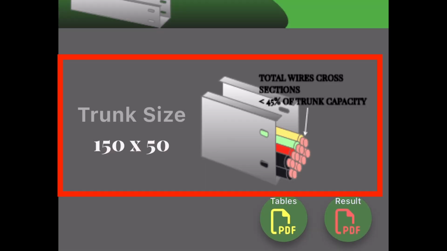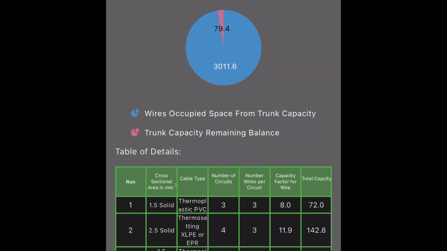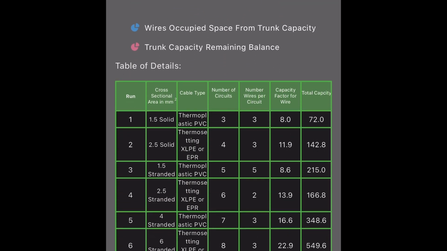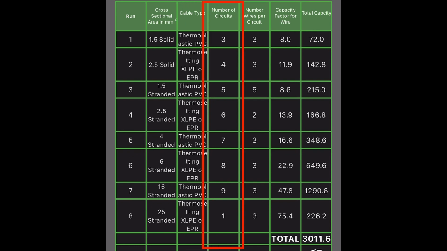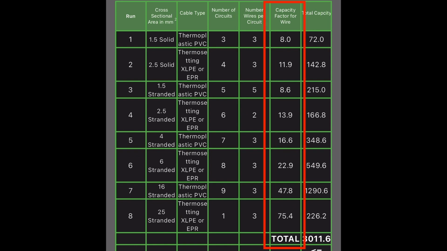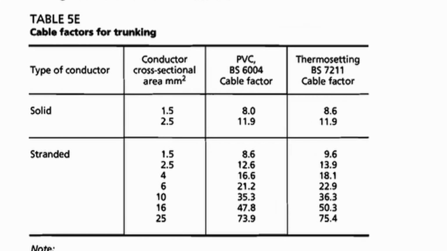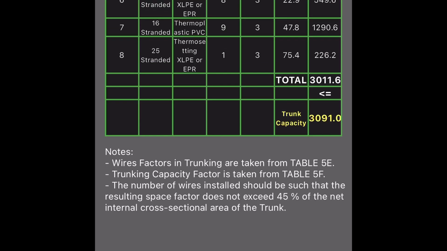This result page instantly displays the required metal trunk size to accommodate the specified group of circuits. To understand how it is sized, refer to the table below. It details the selected cable's cross-sectional area, cable type, number of circuits with the same size and type, quantity of wires per circuit, and the capacity factor of the cable. The capacity factor is obtained from Table 5E in Appendix 5 of the BS 7671 Guidebook. Total capacity is calculated by multiplying the number of circuits, the quantity of wires per circuit, and the cable's capacity factor. The summation of the total capacity factors above equals 3011.6.